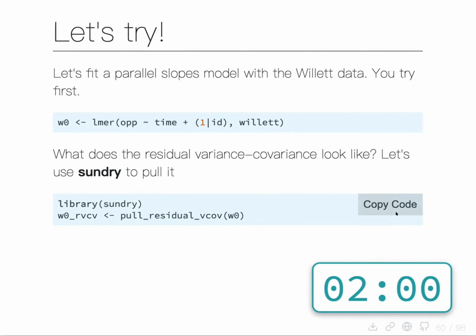So what does the residual variance covariance look like for this? This is where the sundry package comes in. I just put this function in there as I was producing these slides, but it can help you see that. Okay, so if you load the sundry package, hopefully you got that installed, you can pull the residual variance covariance. So that's what the function is saying: pull the residual variance covariance for W0.